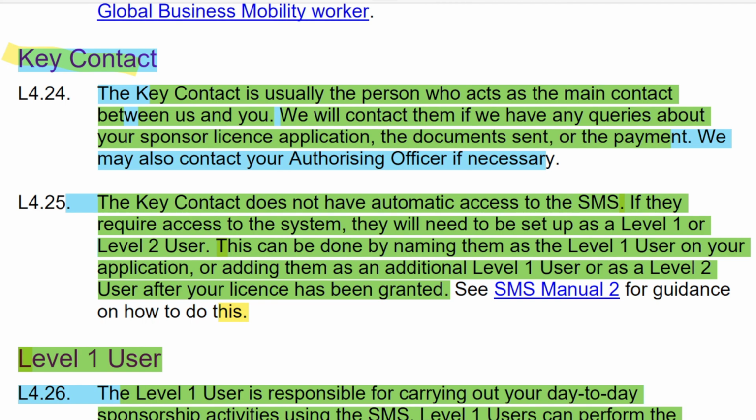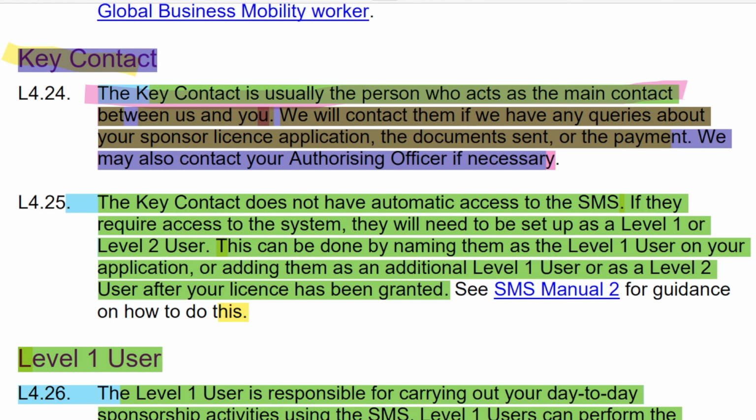Now we will discuss the key contact. What do we mean by key contact? The key contact is usually a person who acts as the main contact between us and you. Over here, the Home Office is talking about themselves, saying this is the main person the Home Office will contact. We will contact them if we have any queries about your sponsor license application, the documents sent, or the payment. We may also contact your authorizing officer if necessary. But the key contact is the main person.